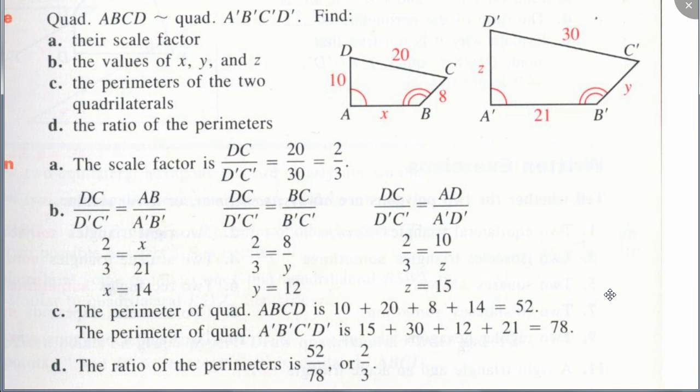It's 2 to 3, isn't it? 52 to 78, right? 26. Isn't that 2 to 3? Yes, I got 2 to 3. Isn't that the property? Guys, it turns out this is always going to be true.